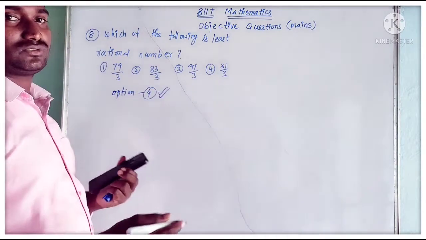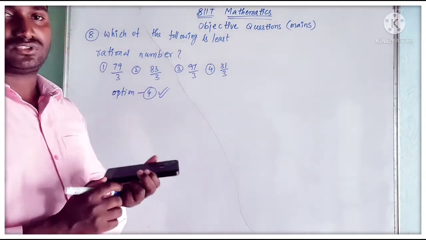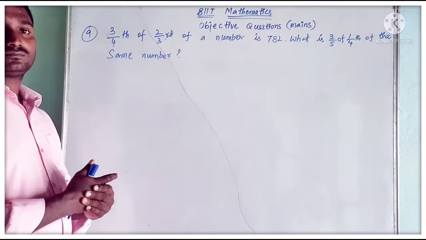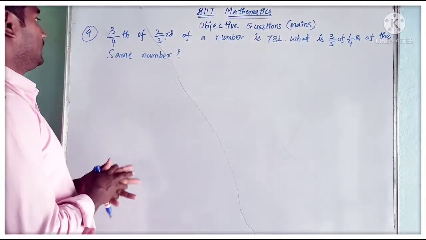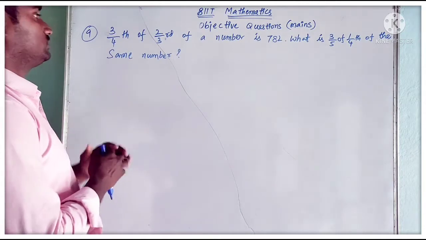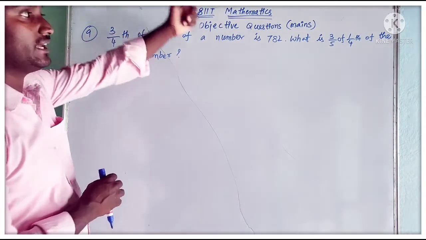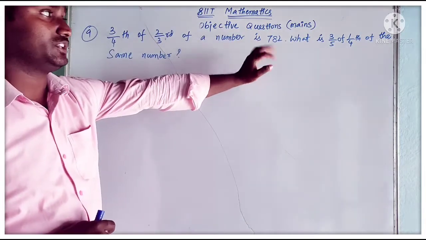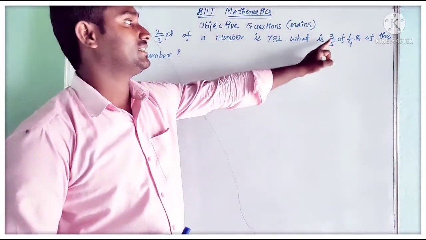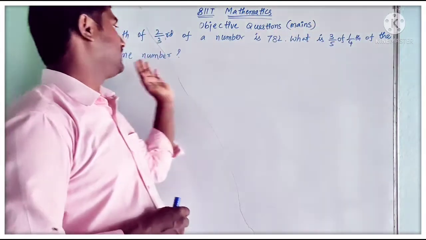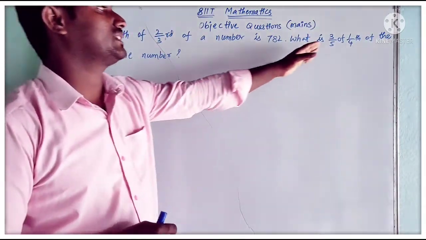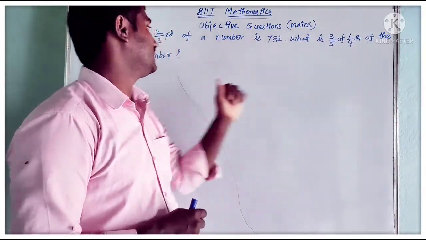Next, we are going to discuss the 9th question. 3/4 of 2/3 of a number is 782. What is 3/5 of 1/4 of the same number? What is the value of 3/5 of 1/4 of the same number? They are asking.